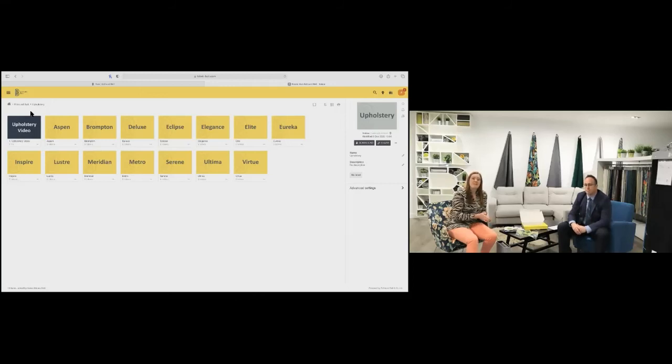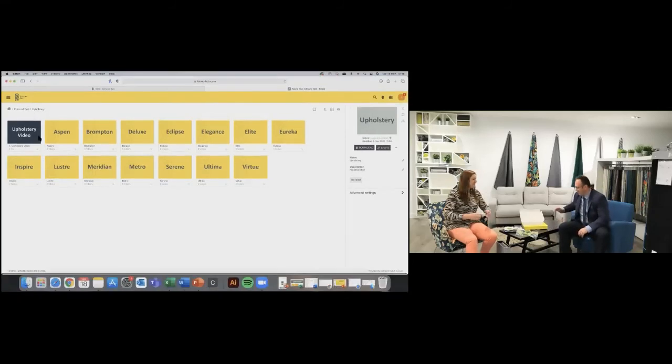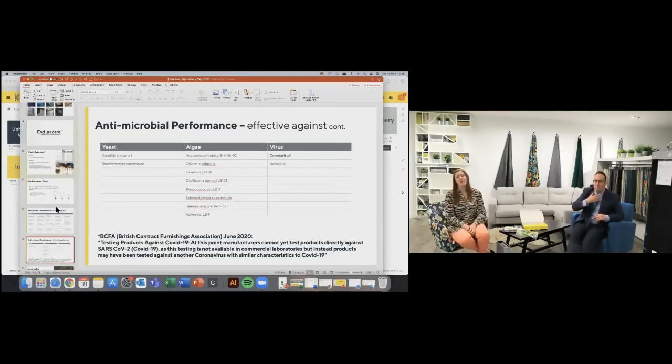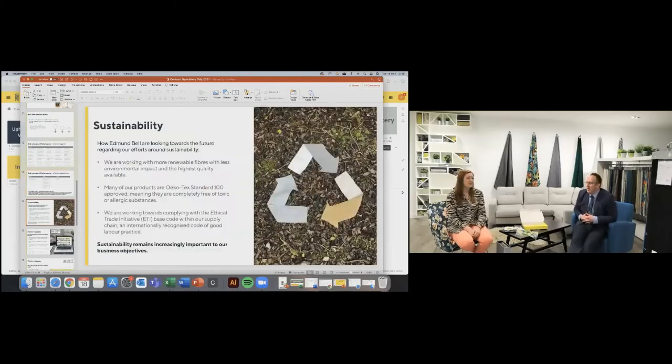So we did mention that we were going to touch on sustainability. This is kind of a broader talk, I guess, about the business as a whole and what we're doing, because it's such a hot topic.